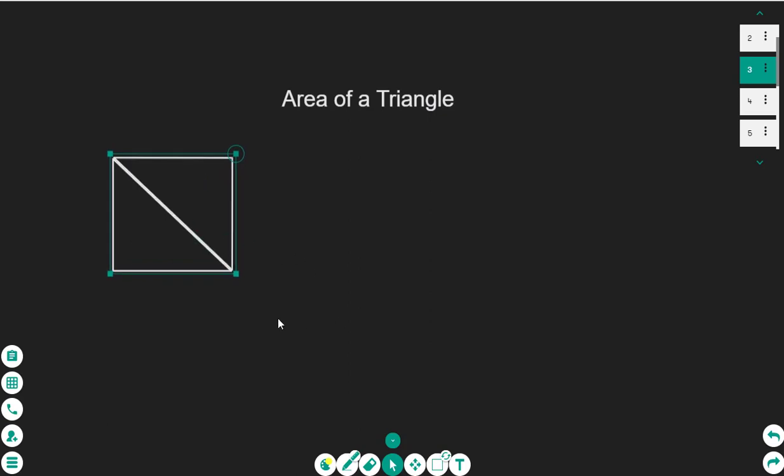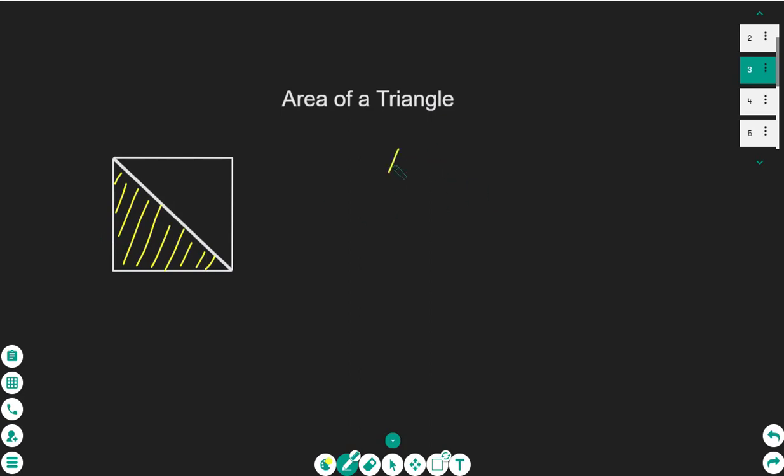So if it forms a square, well, a square is just a rectangle. And we know how to find the area of a rectangle. It's length times width. But we don't want the area of this full rectangle. We only want the area of this portion of the rectangle, right? Because that's our actual shape. So we want the area of exactly half of the rectangle. So based on that, we can arrive at a formula for solving the area of a triangle.